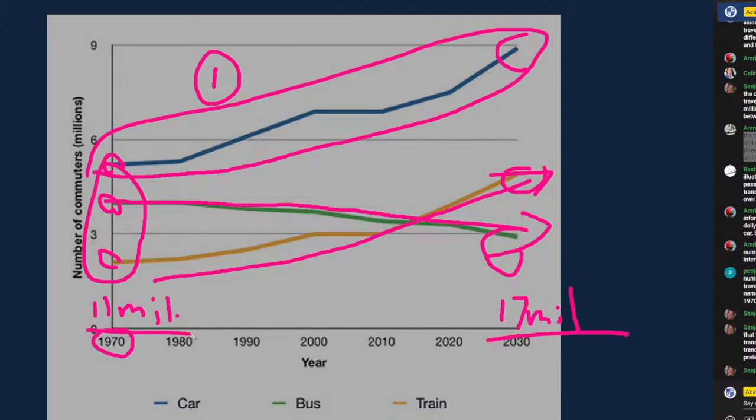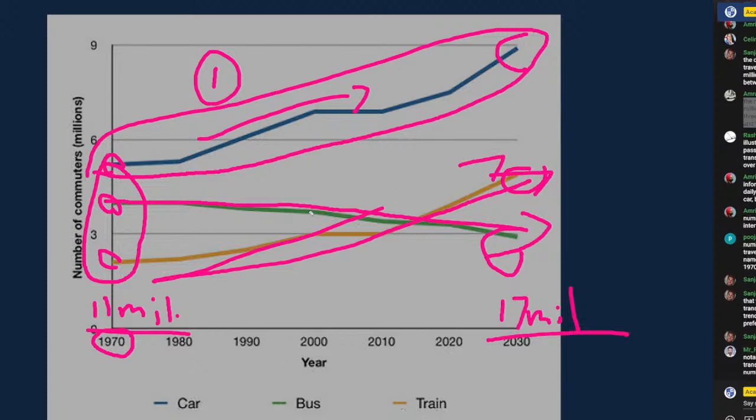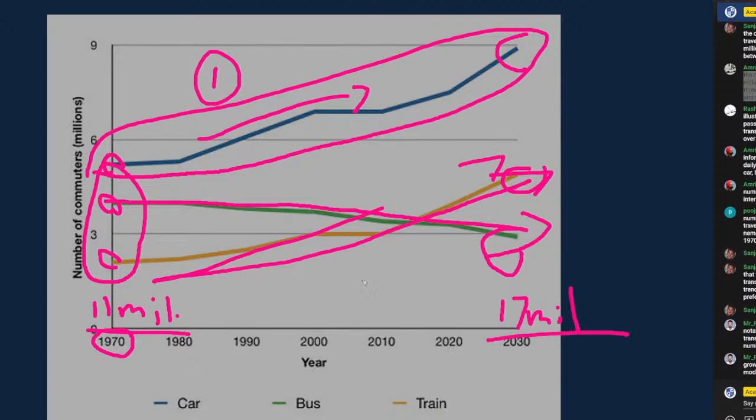So for the overview, I want to recognize all of this information that you've got cars as the most popular mode. You've got trains as an increasingly popular mode. Okay, both of those are increasing. And bus is the only one decreasing. We've got 11 million commuters in 1970, which is projected to increase to 17 million by 2030. Okay. So I'm looking at all of that information, and then I'm going to report on that in my body paragraph more specifically.